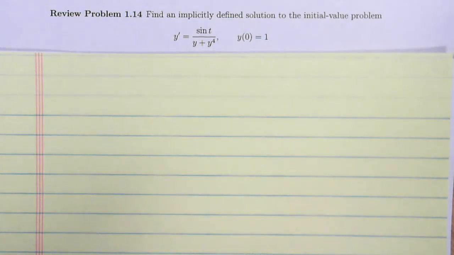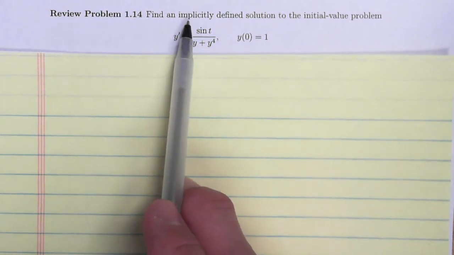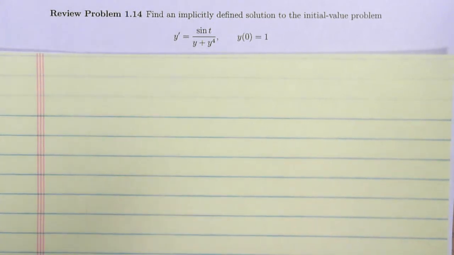Okay, for this problem, we have this initial value problem, and the question asks us to find an implicitly defined solution to this initial value problem. So the wording of the text says that it's going to be implicitly defined, so that we're not going to eventually get y on one side and everything else on the other side.